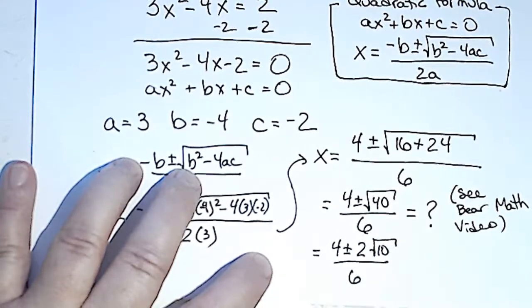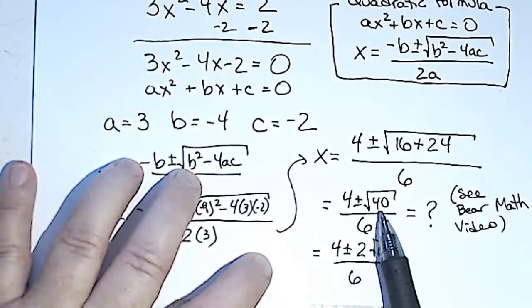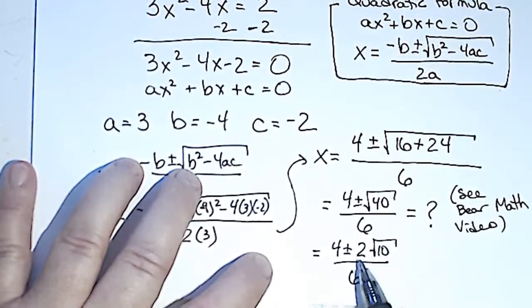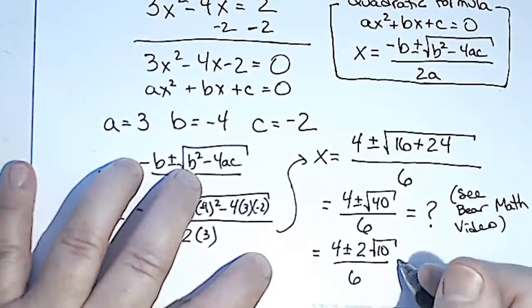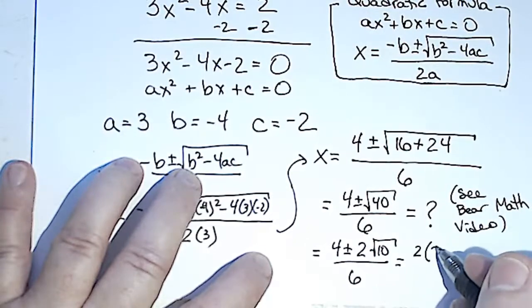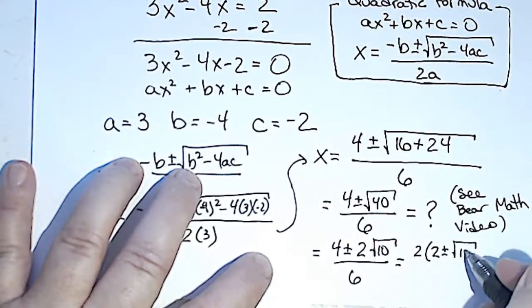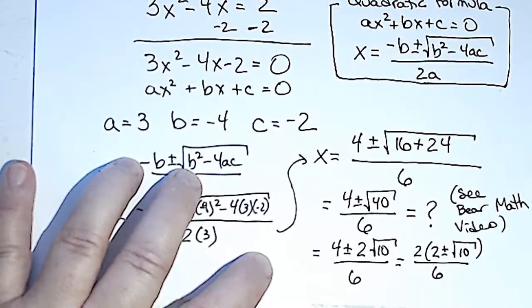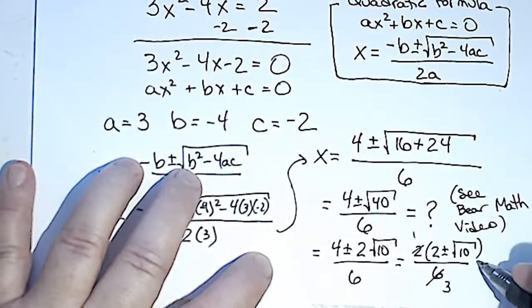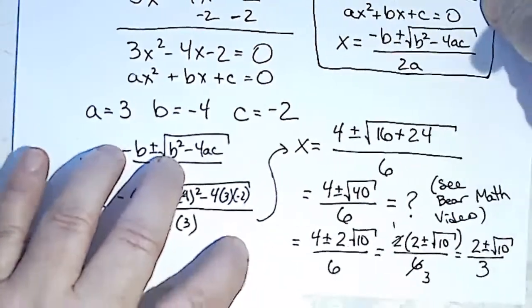So some of you already know how to work with radicals. You've got the square root of 40, that's 4 times 10, and we squeeze the square root of 4 out, but that becomes 2. Then I'm going to factor out a 2, so I've got 2 plus or minus radical 10 all over 6, and that 2 can cancel. So I cancel the 6 with the 2, and I end up with 2 plus or minus radical 10 all over 3. Let me put that in there.